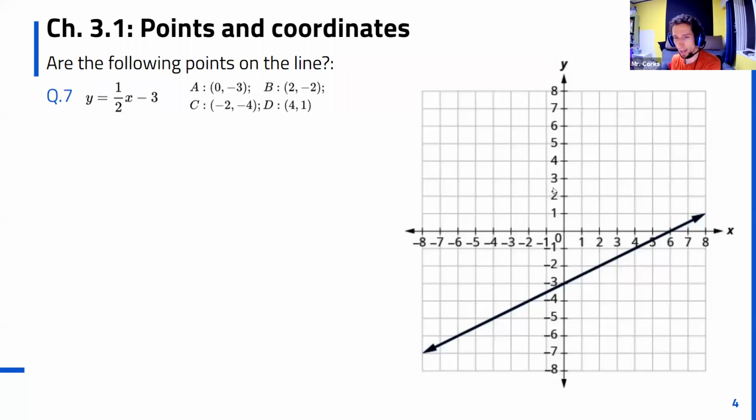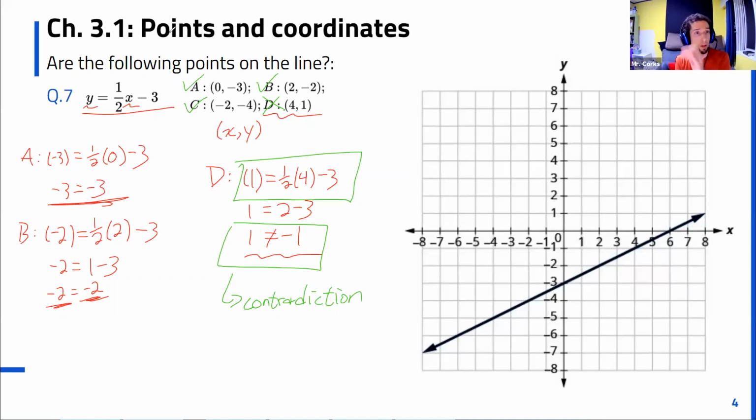Okay. And this is the actual graph here. So if we use this, we could confirm all of these points. Let's switch colors. So point A, 0, -3, that's right here. So yes, it's on the line. Point B, 2, -2, that's right here. Yes, on the line. C is -2, -4. Yes, it's on the line.